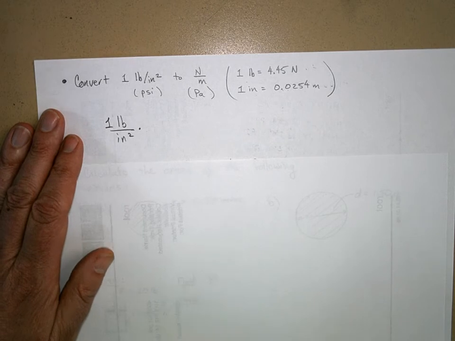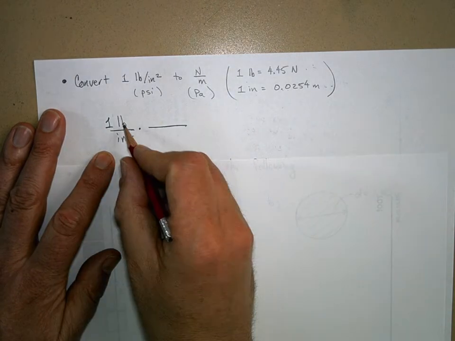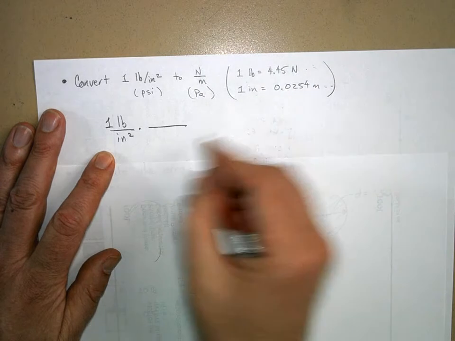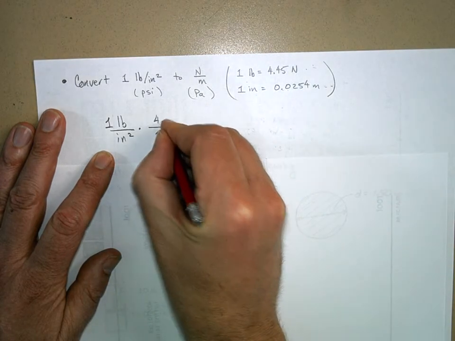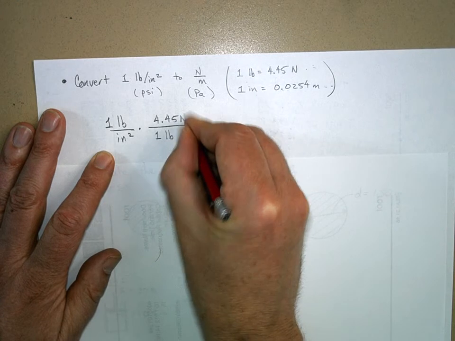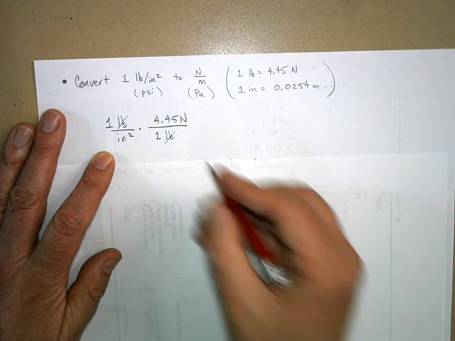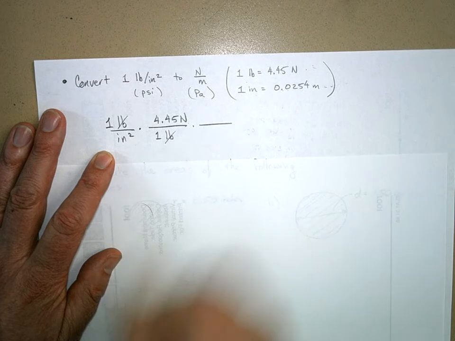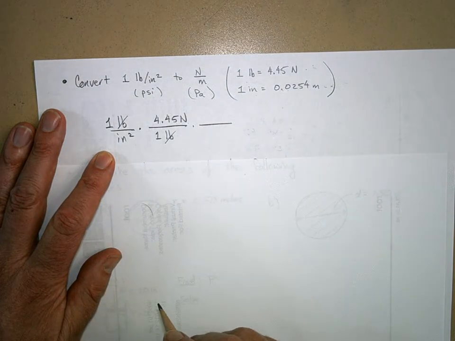Okay, I hope you were successful. Let's see. We want to get rid of pounds and end up with newtons. So I go 1 pound is equal to 4.45 newtons. And that means that the pounds cancel. And now I've got newtons per square inch. And I want to go from square inches to square meters.